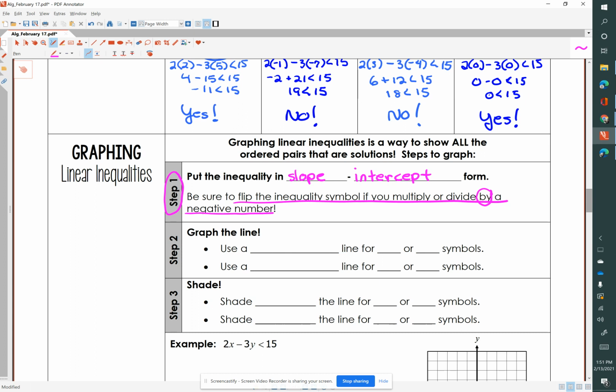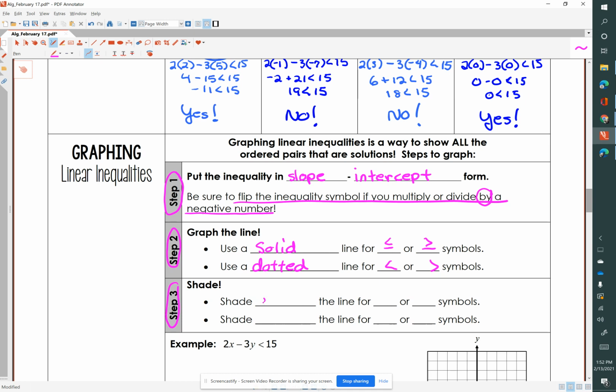Now, when you graph the line, you want to use a solid line for less than or equal to or greater than or equal to symbols. And you'll want to use a dotted line or dashed line for less than or greater than. So let's look at step 3, and then we can go back to the Desmos graph. So step 3, we shade the graph.